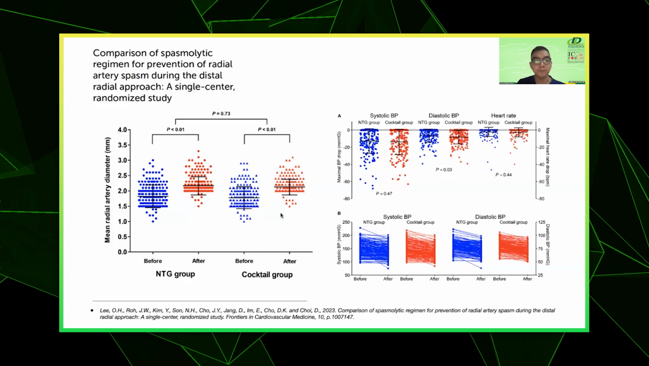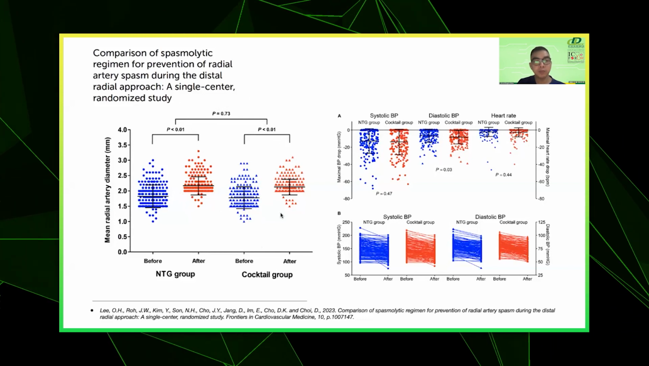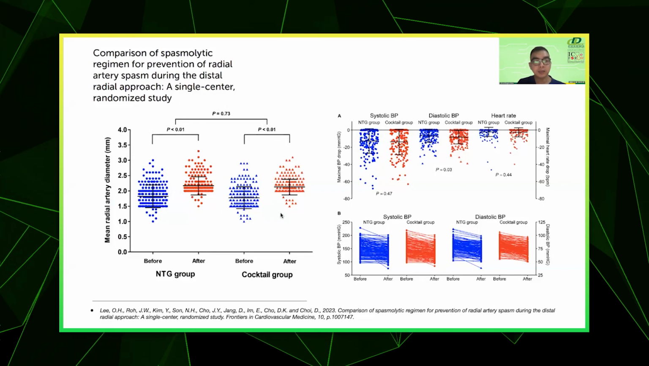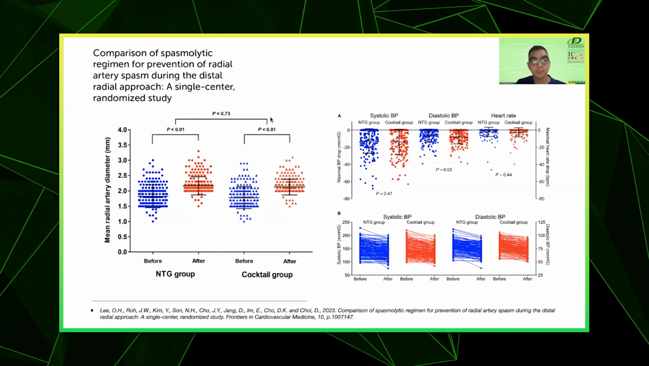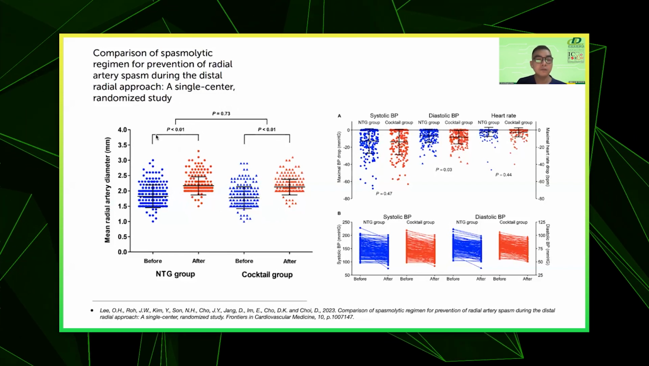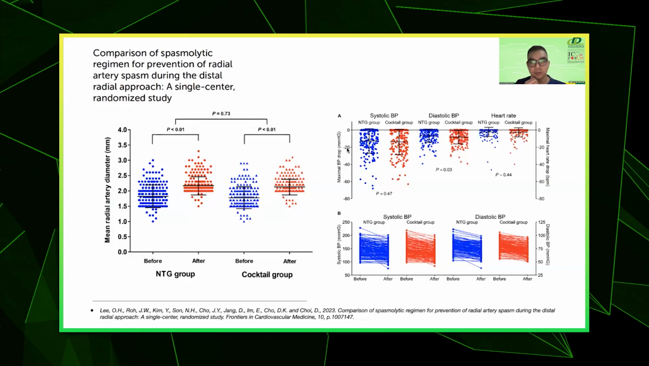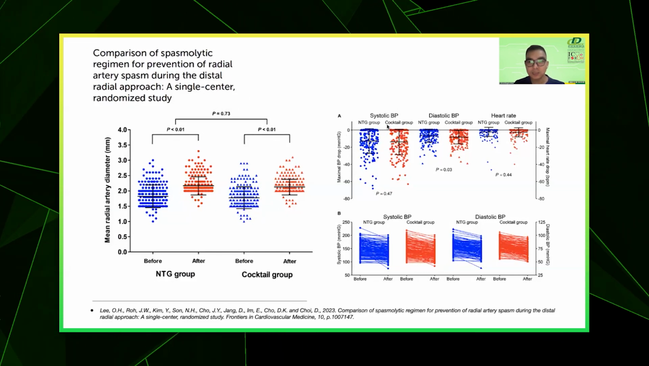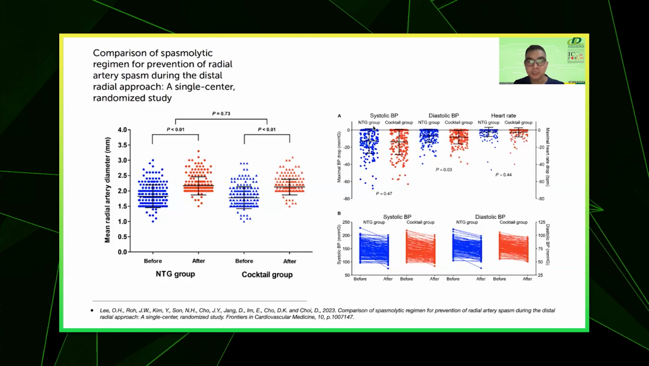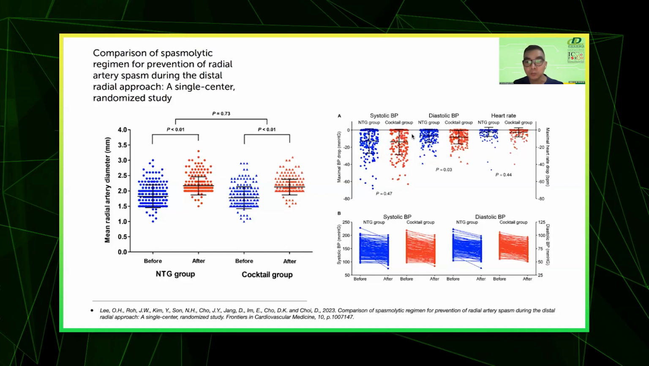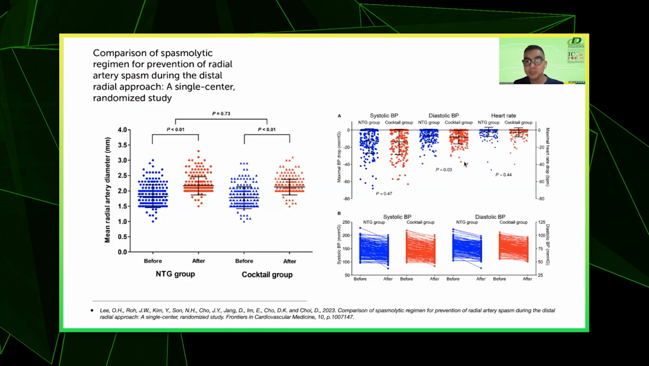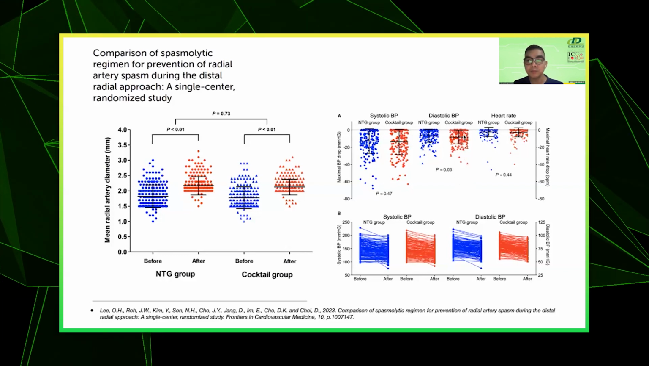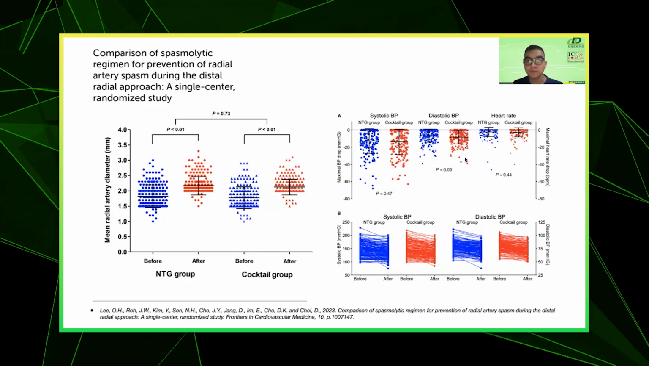So, meaning each medication, there is significant improvement in the radial artery, but there's no significant difference if we compare the cocktail from the monotherapy of nitroglycerin. For the safety profile, there is no statistically significant difference in the drop of the systolic BP comparing the NTG group from the cocktail group, but there is a more decrease in the diastolic BP with the cocktail group. Remember that verapamil and NTG is the composition of the cocktail group.